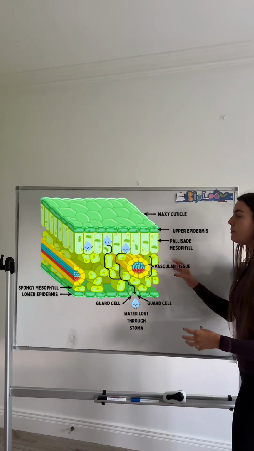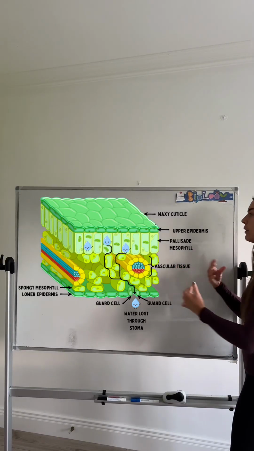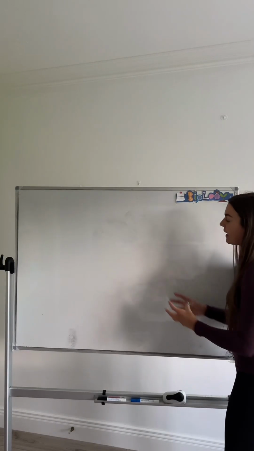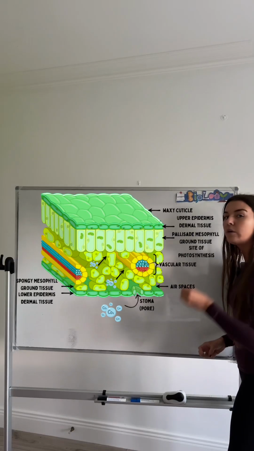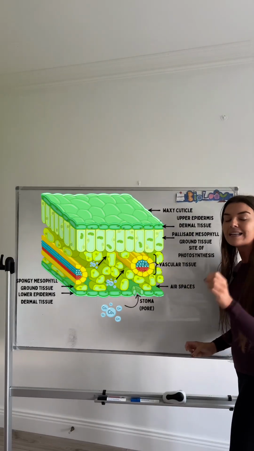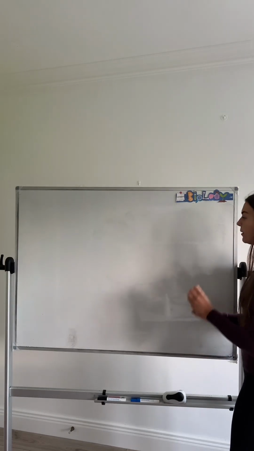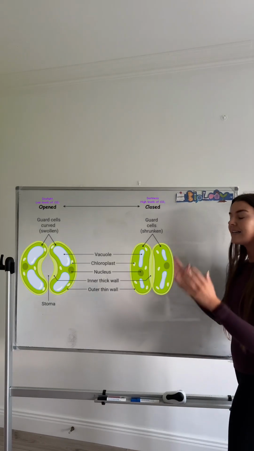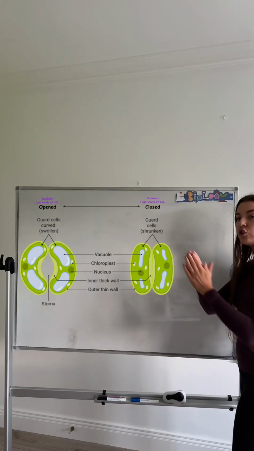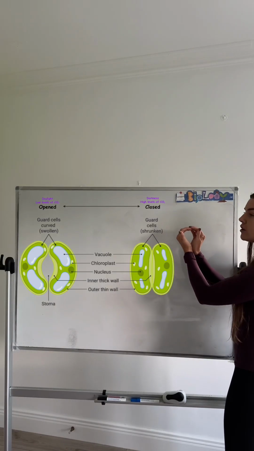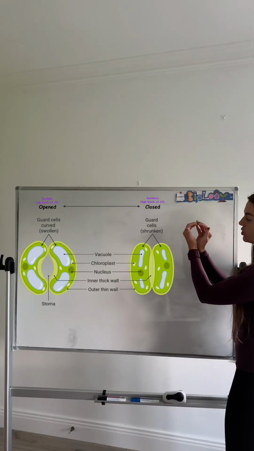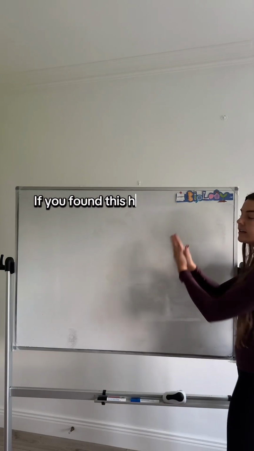Then we have our spongy mesophyll, which has a lot of air gaps to allow carbon dioxide to diffuse in, and carbon dioxide is diffusing in through the pores in the lower epidermis known as the stomata. Remember, the guard cells open and close the stomata. They are thicker on the sides that face each other. When the guard cells absorb water and become turgid, the stoma opens, and when they become flaccid and lose water, the stomata will close.